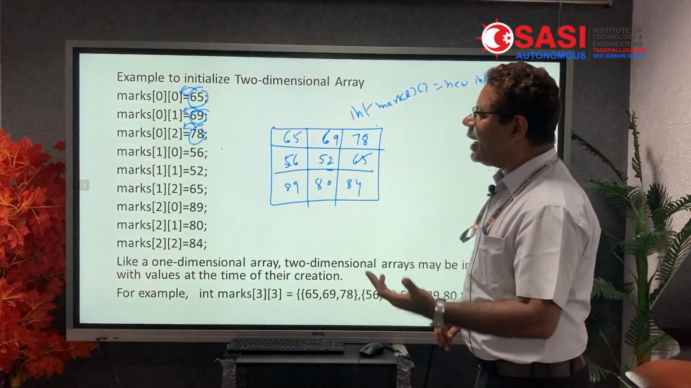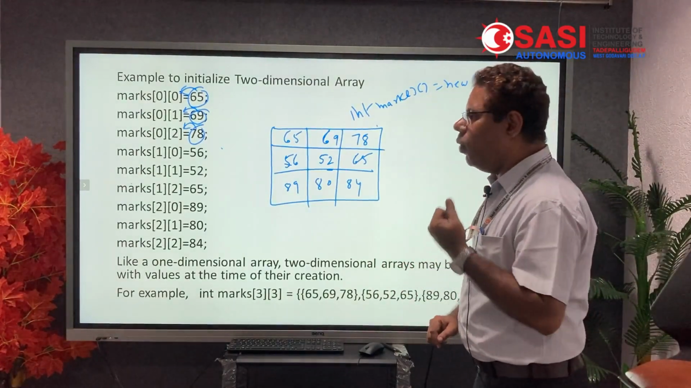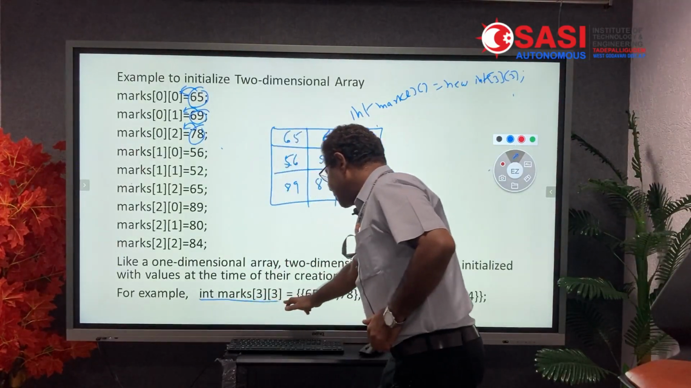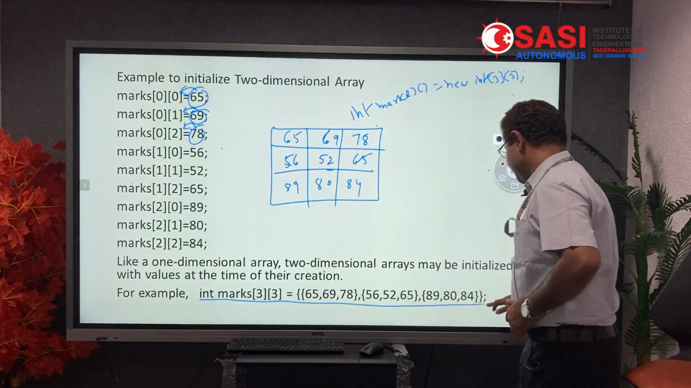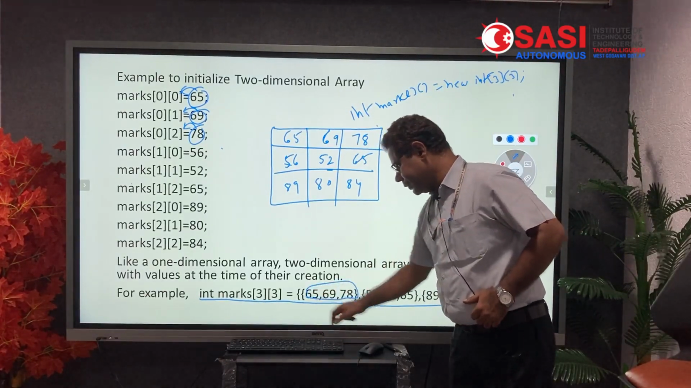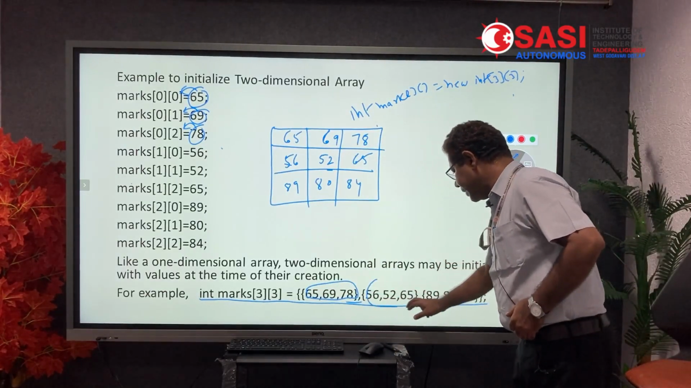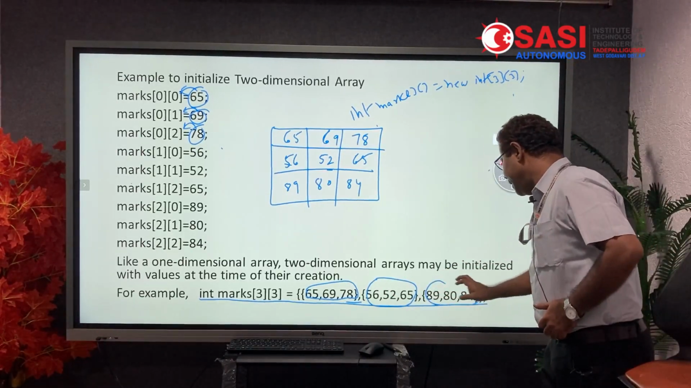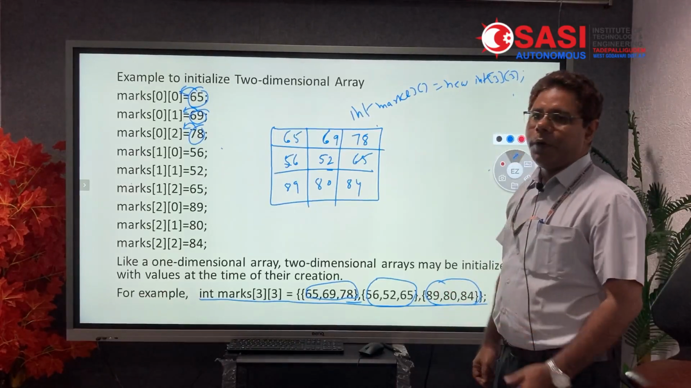So in this way we can assign values to the two-dimensional array. We can also directly assign values to the two-dimensional array. Example: int marks 3, 3 equal to 65, 69, 78 specifies the first row values. 56, 52, 65 specifies the second row values. 89, 80, 84 specifies the third row values.